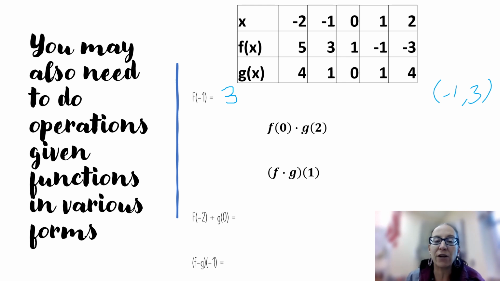For the next one, we actually have some operations in there. So we are going to multiply f of 0 times g of 2. So remember that this number inside the parentheses tells us our x value. So f of 0, I'm going to go across here, find 0. F of 0 is equal to 1.